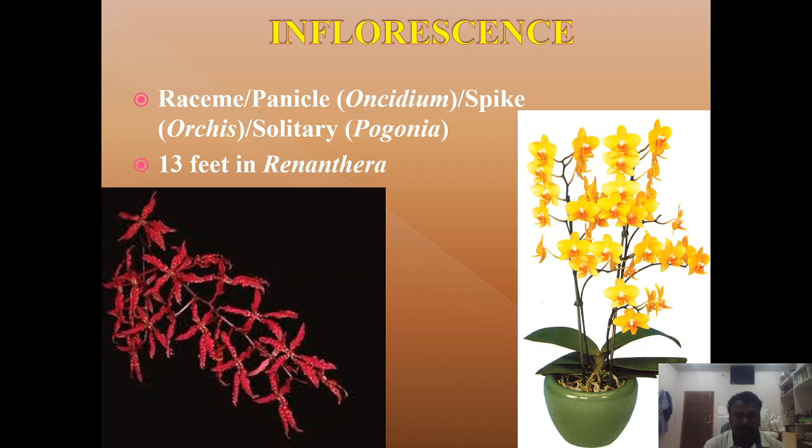Now coming to the inflorescence. In general it is a raceme, whereas in Oncidium it is a panicle. In some species like Orchis it is a spike. In Pogonia it is a solitary flower. There is one interesting thing here: a genus called Renanthera. In this genus, the length of the inflorescence is around 13 feet. You can see here the length of the inflorescence of Renanthera.